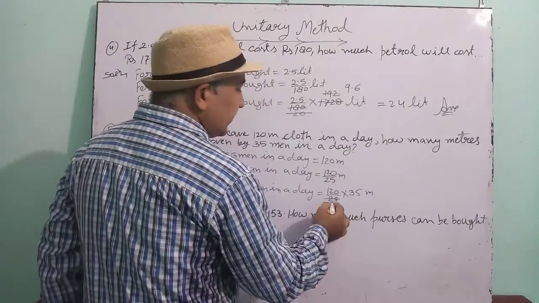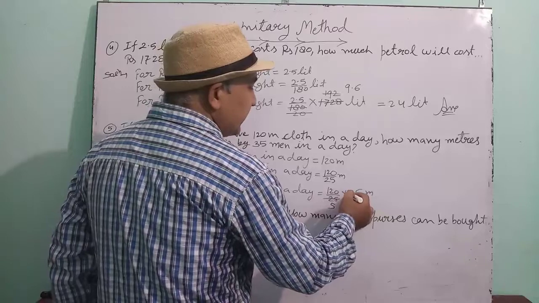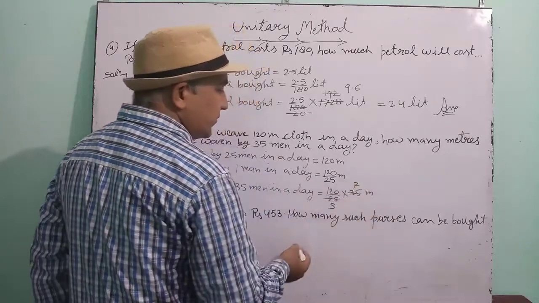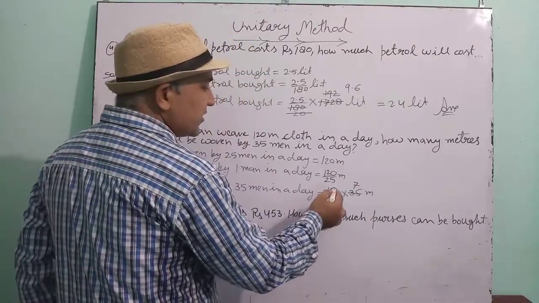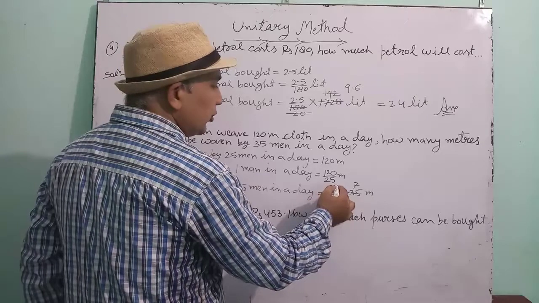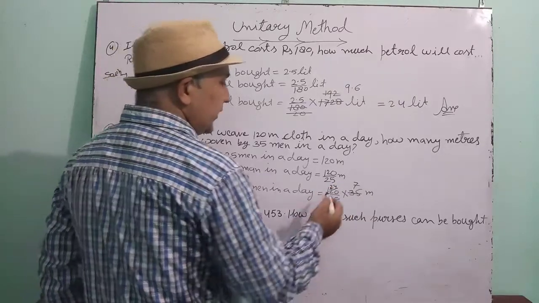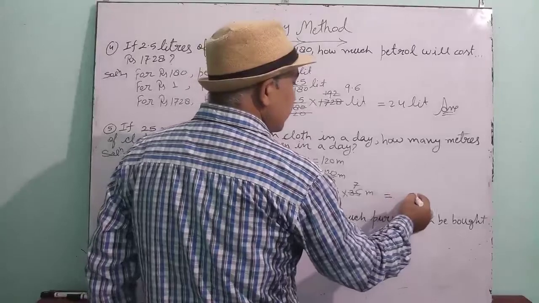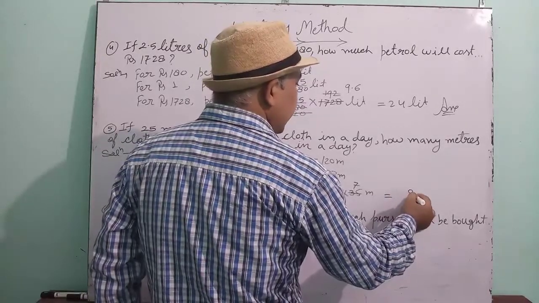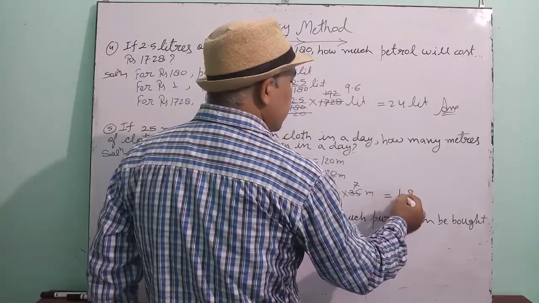5 dividing 25, 5 times. 5 dividing 35, 7 times. Now 5 is dividing 120, 24 times. Okay, now 24 into 7, 7 into 4, 28, 7 into 2, 14, 16.